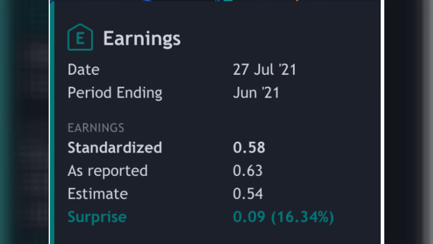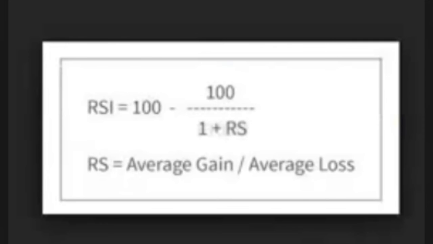On July 27th, AMD released their second quarter earnings. They surpassed their estimate for earnings per share by 9 cents, which is 16.34% above their prediction. The skyrocket in price per earnings shows the company did very well, causing people to invest in AMD. As you can see, RSI is an important attribute to buying or selling a stock.